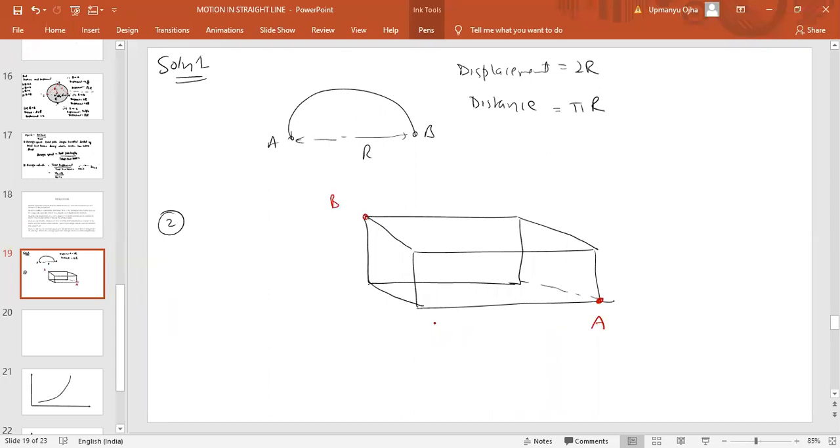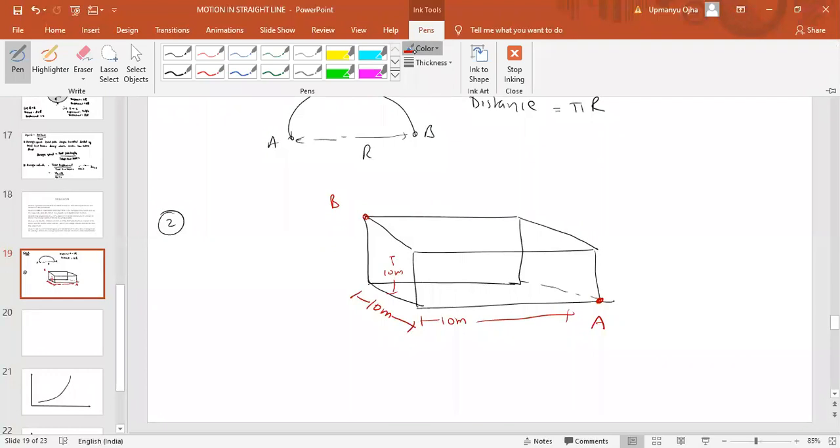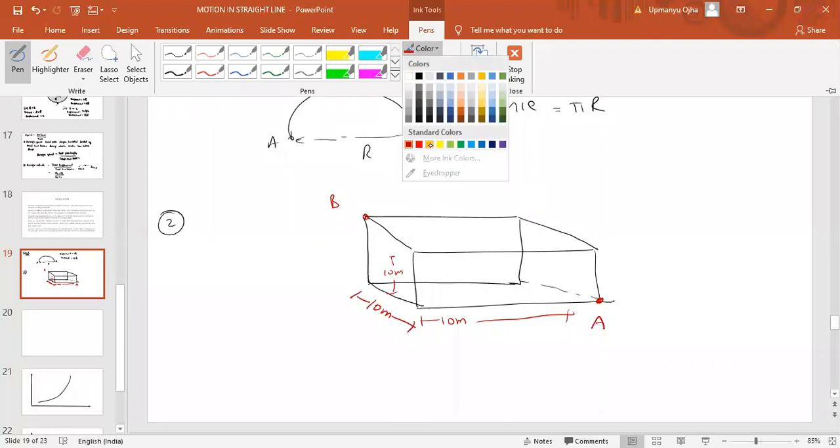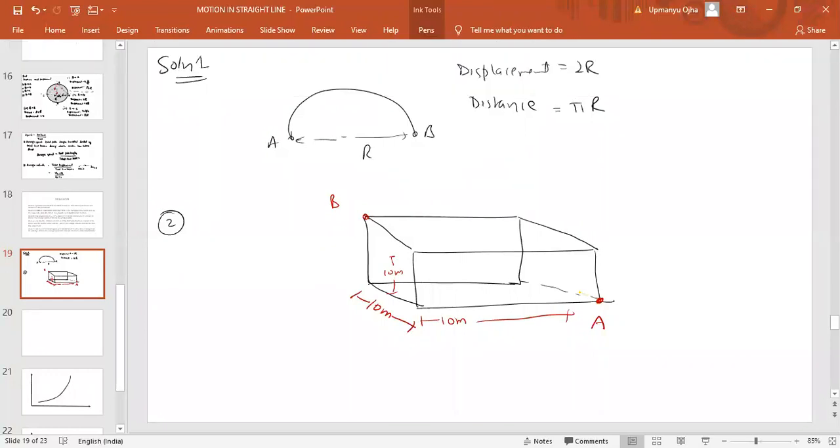Fine. The length of all the dimensions are 10 meter. This is also 10 meter, height is also 10 meter, and this is also 10 meter. So length, breadth and height is 10 meter. When the fly started from this corner and reaches point B, what is the shortest distance? The shortest distance is the line joining B and A.